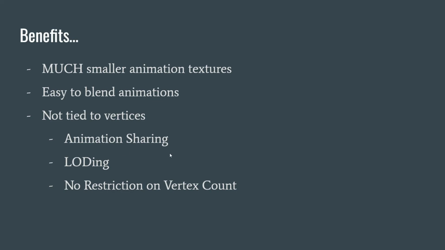This means that we can add animation sharing, and we can add multiple meshes per animation. It also means that we can add LODs because we are able to remove vertices. So we'll be able to run this much faster. Now there is no restriction on vertex count. There is instead a restriction on bone count, and it is very, very unlikely that you'll be using 8,000 bones in your mesh. So we're probably never going to run out of memory in our textures.